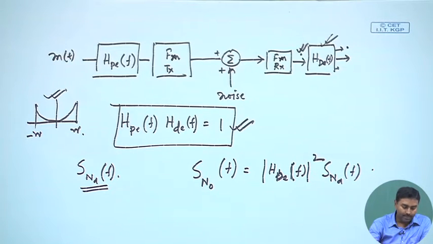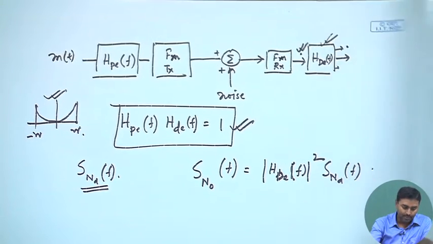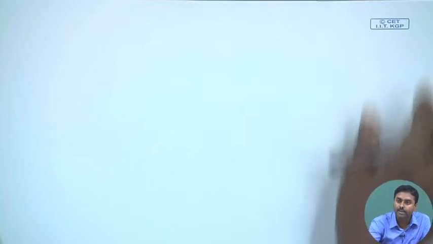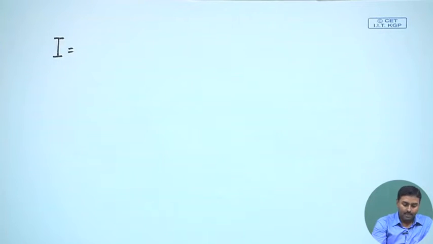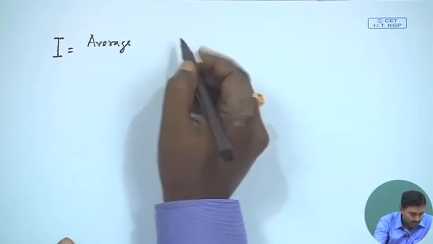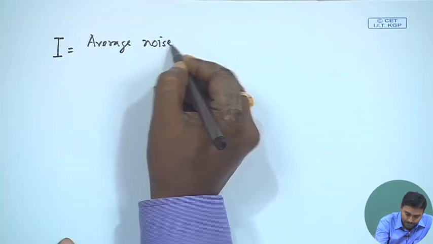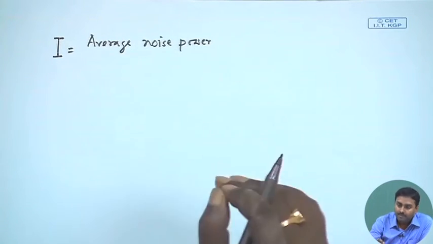Now, let us go back and try to see what is the overall noise power, and what we will try to evaluate is the relative benefit by doing this de-emphasis. So, let us say I have this particular thing which is defined. This is actually the average noise power without pre-emphasis de-emphasis.